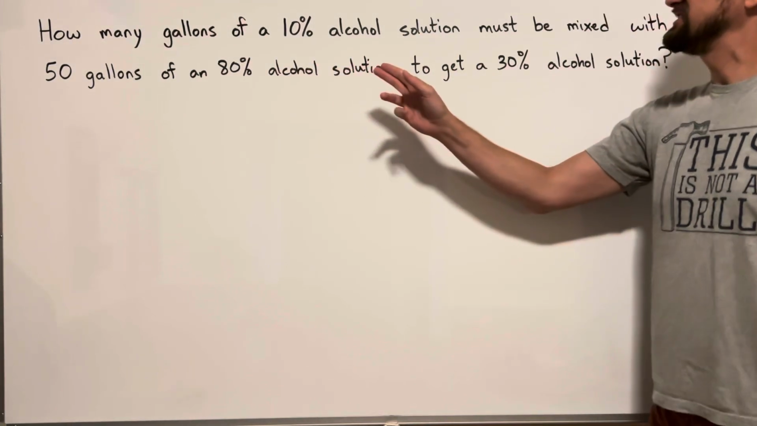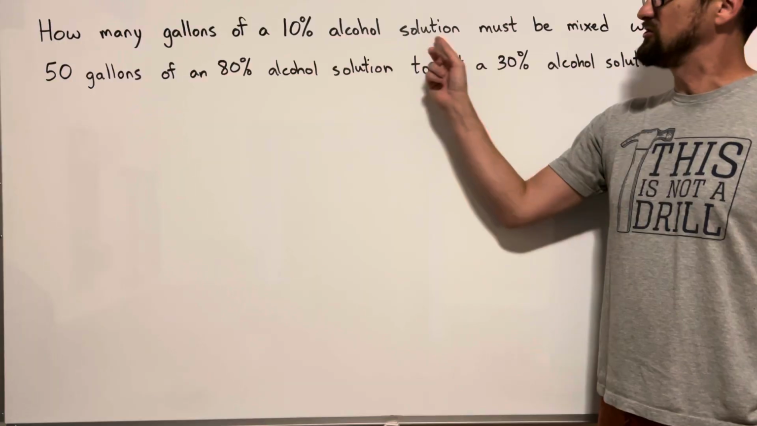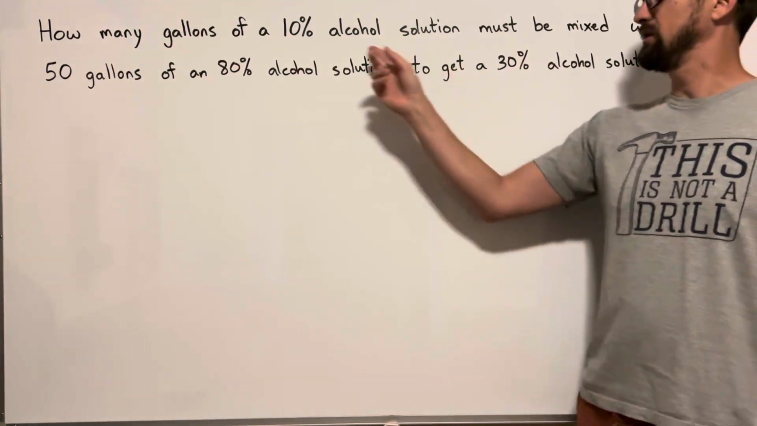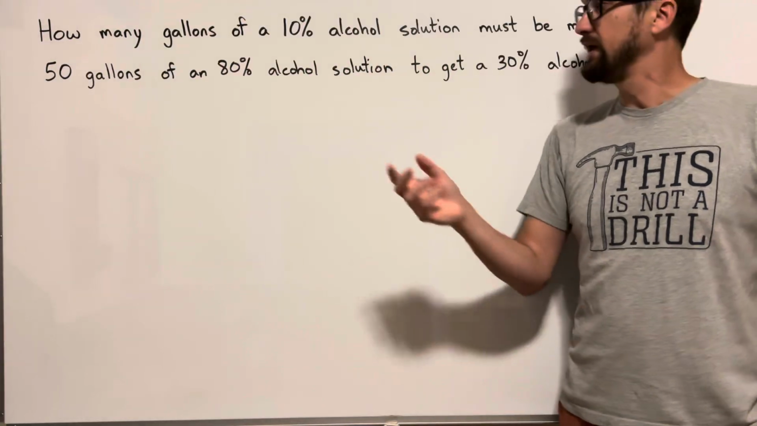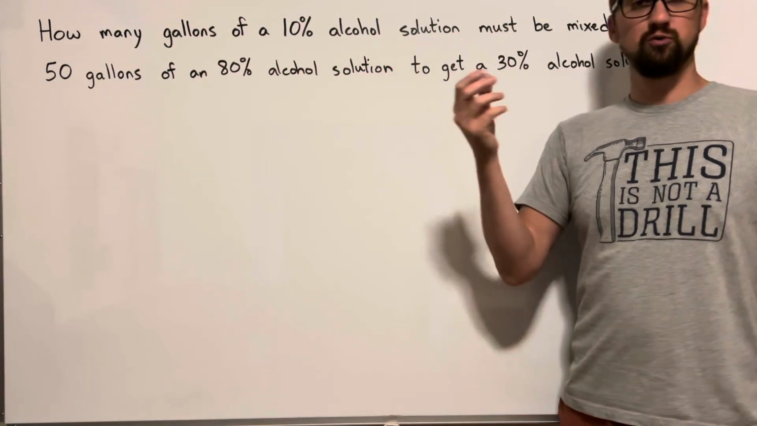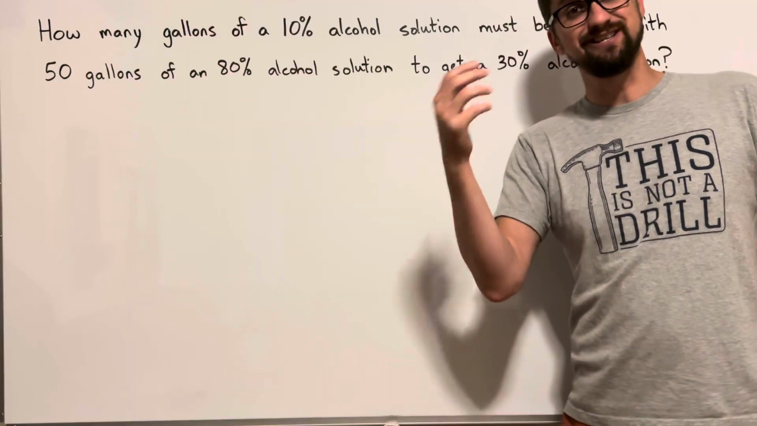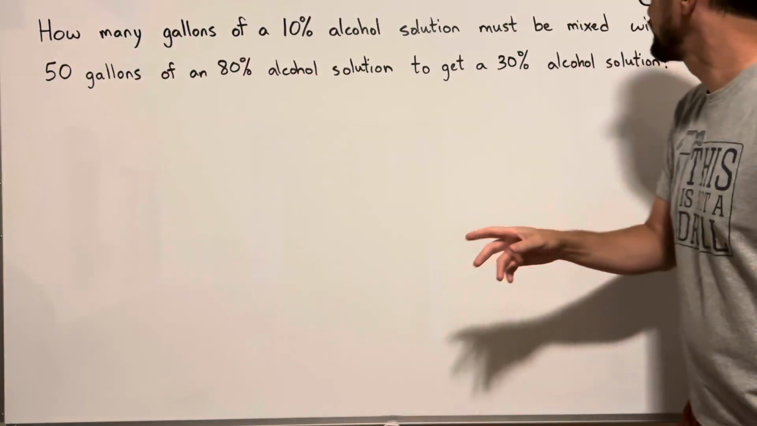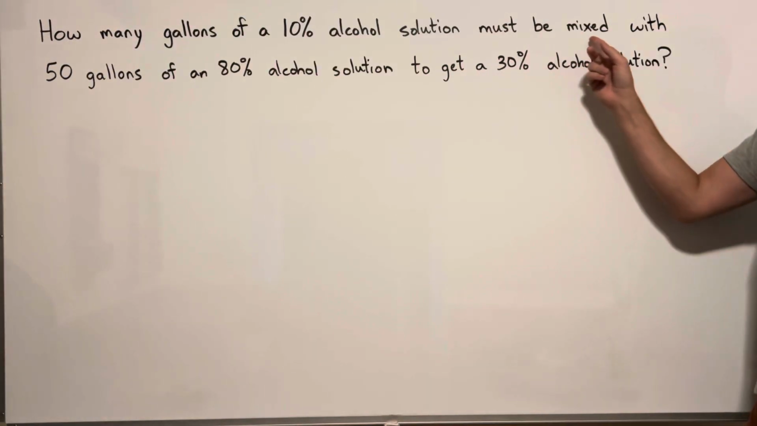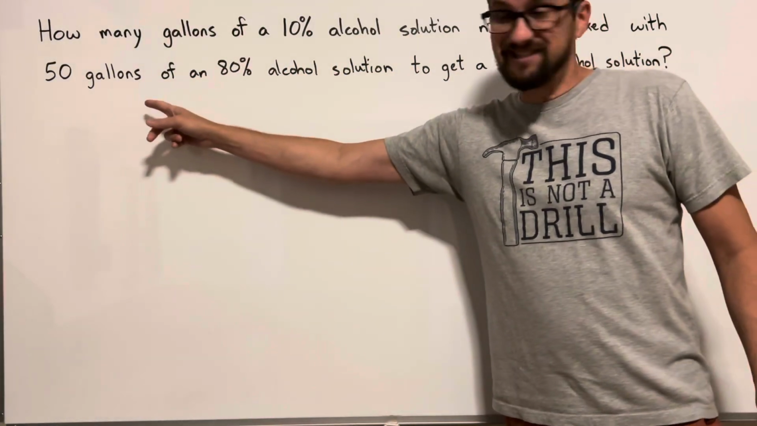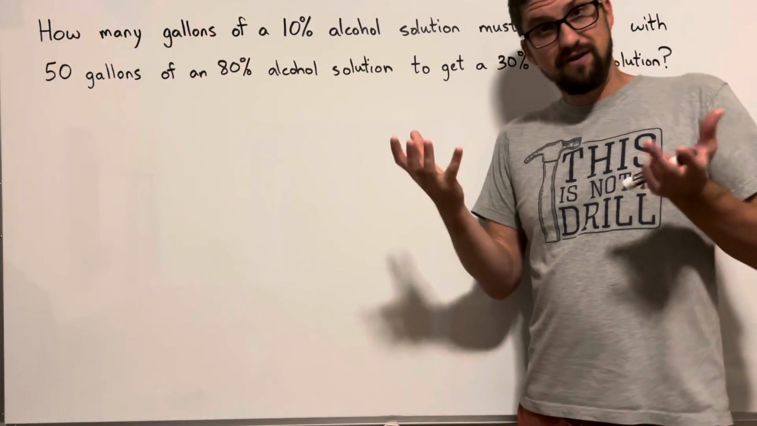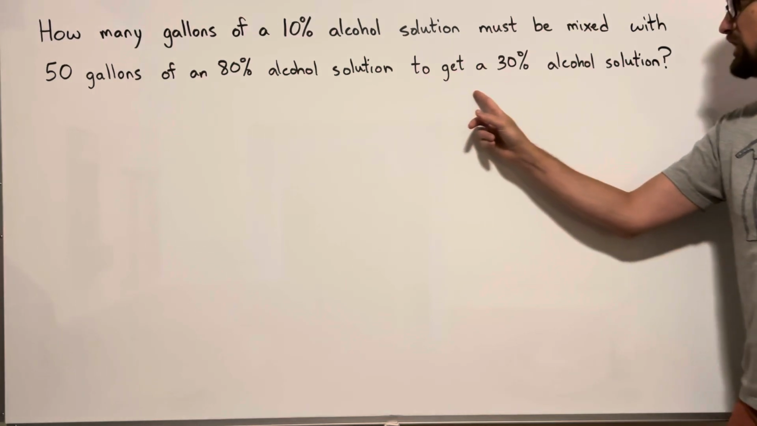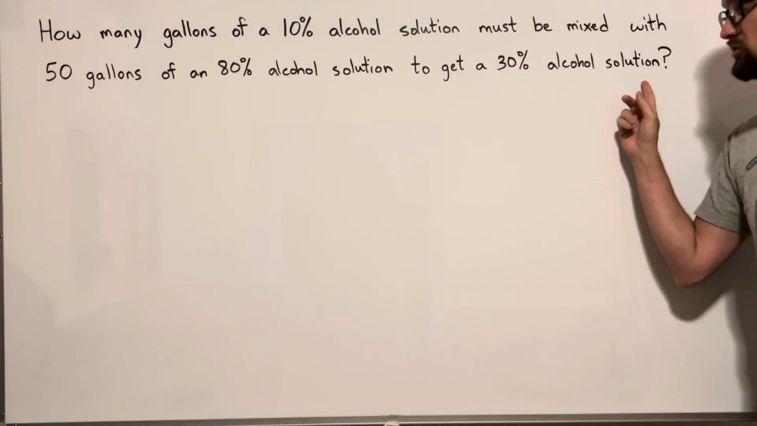How many gallons of a 10% alcohol solution, let's pretend you have a container of liquid, and a 10% alcohol solution would mean that 10% of that container is pure alcohol and 90% of it is other stuff like water, must be mixed with 50 gallons of an 80% alcohol solution. So we have two containers and we're mixing them together to get one big container of a 30% alcohol solution.